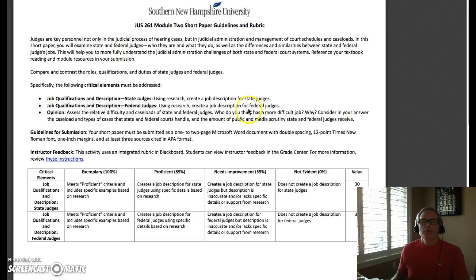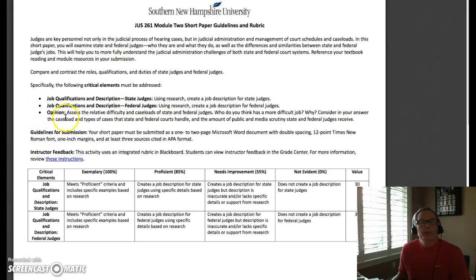So fairly straightforward here, but again, you need to create a job description for state judges. In other words, what does it take to be a judge in California or New Hampshire or Vermont or Nevada, okay? And then job qualifications for federal judges. Well, we only have one federal government, so those job requirements are going to be clearly outlined and described, so you can take a look at that and see what those job requirements are.